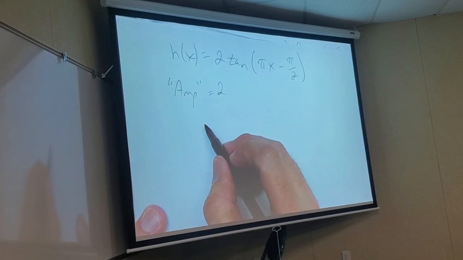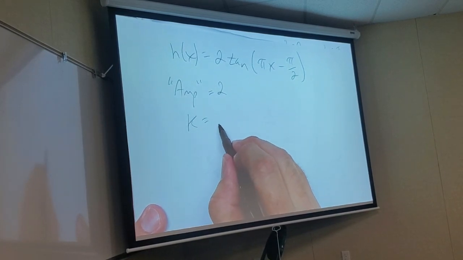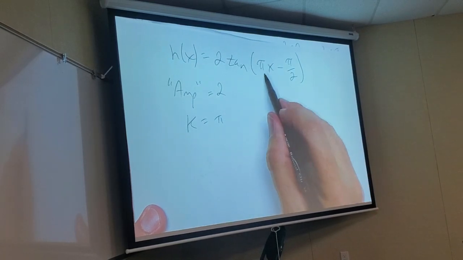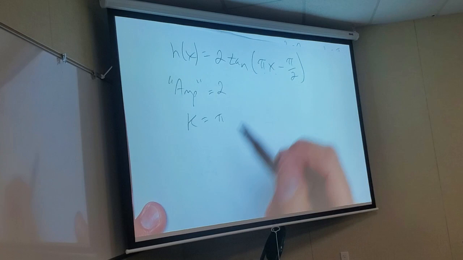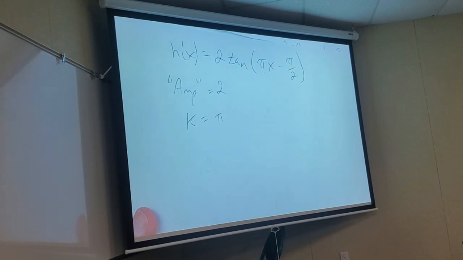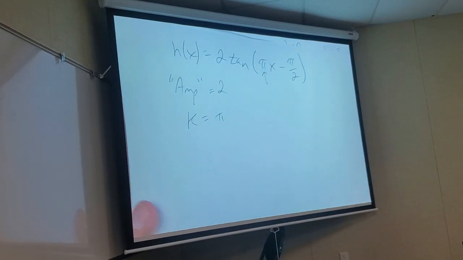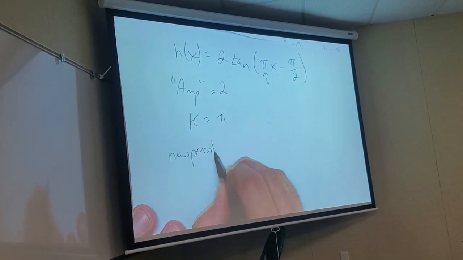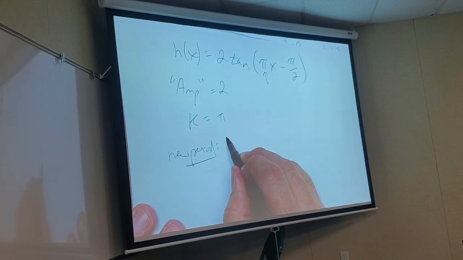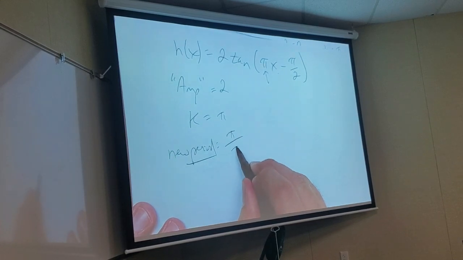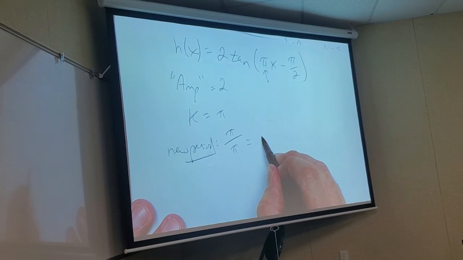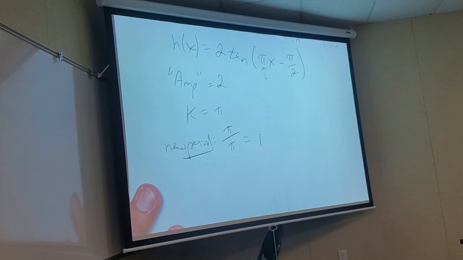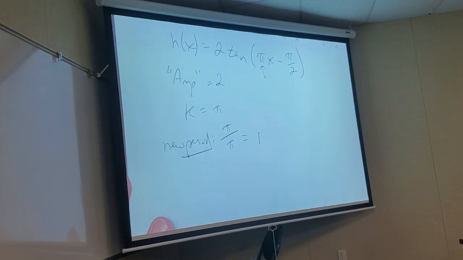What's K? Pi. Careful, K is always the multiplier. We haven't factored this yet, but somebody pointed out earlier, you can already see K. It's right there. So what's the new period? What was it before? Pi. And now I divide that by K, pi over K. 1. So the new period is 1.